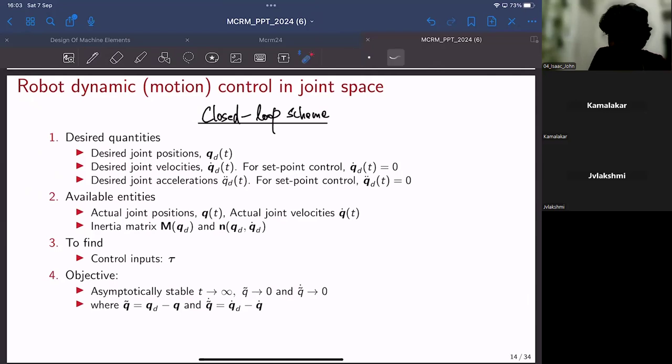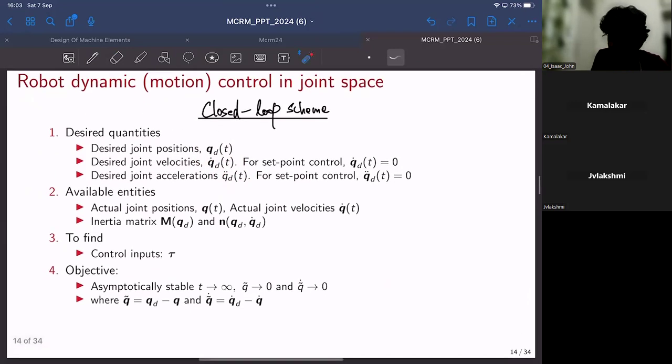So just like earlier, we have the desired position coordinates, the desired velocities and desired accelerations, right? And what do we have? We have the actual positions and actual velocities as available, because these are available through the sensors from the feedback. You also have the mass matrix, because from the dynamic model, you also have the vector of Coriolis and inertial effects. And your objective is to find the control law to satisfy the following objectives.